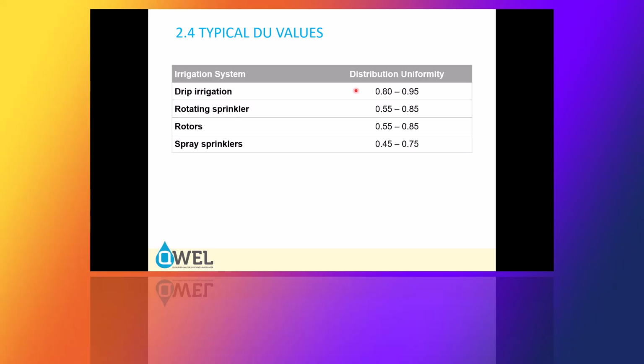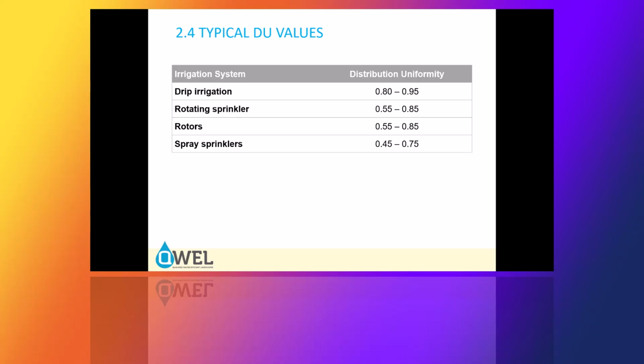You could also think of this as being 80 to 95% efficient, another way of looking at it. The DU for rotating sprinklers is 0.55 to 0.85, about the same as rotors, 0.55 to 0.85, but spray head sprinklers have a low DU, 0.45 to 0.75. That's at the highest end of the range. 0.75 is pretty good for spray sprinklers.